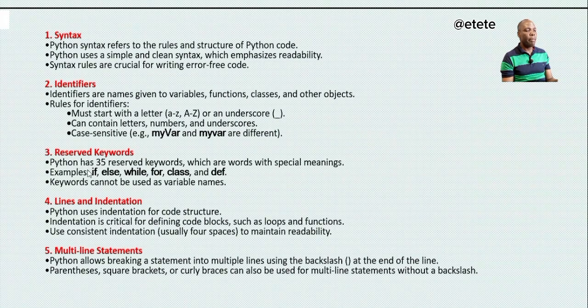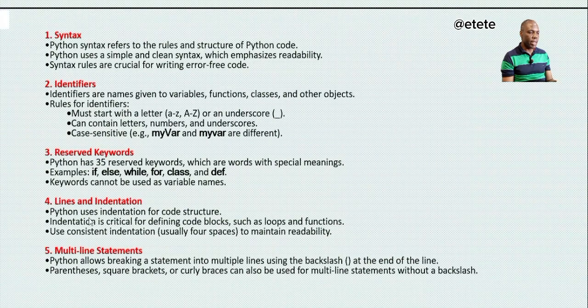Reserved keywords. Python has 35 reserved keywords, which are words with special meaning. So you can't use them in naming any of the identifiers. Examples: if, else, while, for, class, and def. You can't use any of these, and we'll be seeing many more. Keywords cannot be used as variable names. I just said that now.